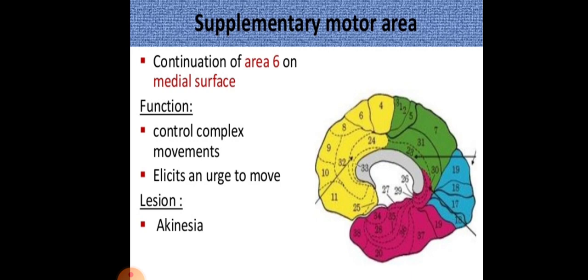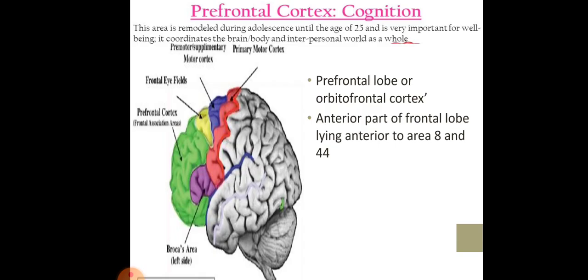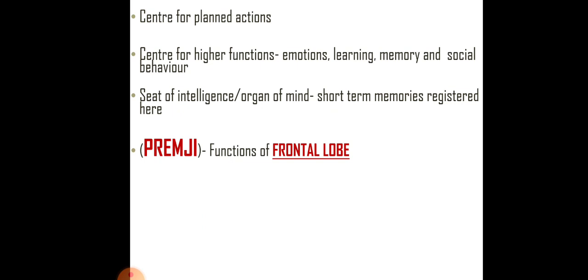Lesion of this area will lead to akinesia, that is, loss of movement. Then the prefrontal cortex is responsible for cognition and recognition. This area is remodeled during adolescence until the age of 25 and is very important for well-being. It coordinates the brain, the body, and the interpersonal world as a whole. So it is the center for planned actions.